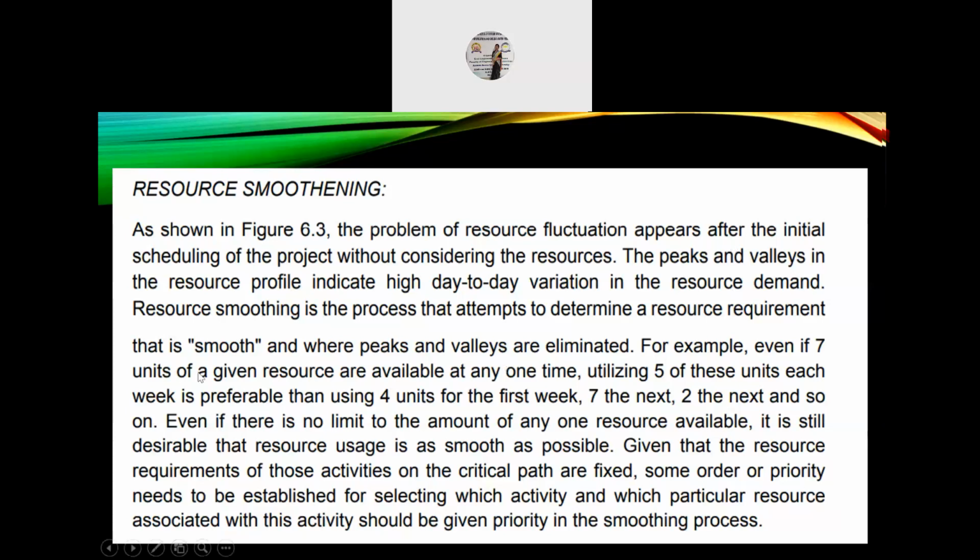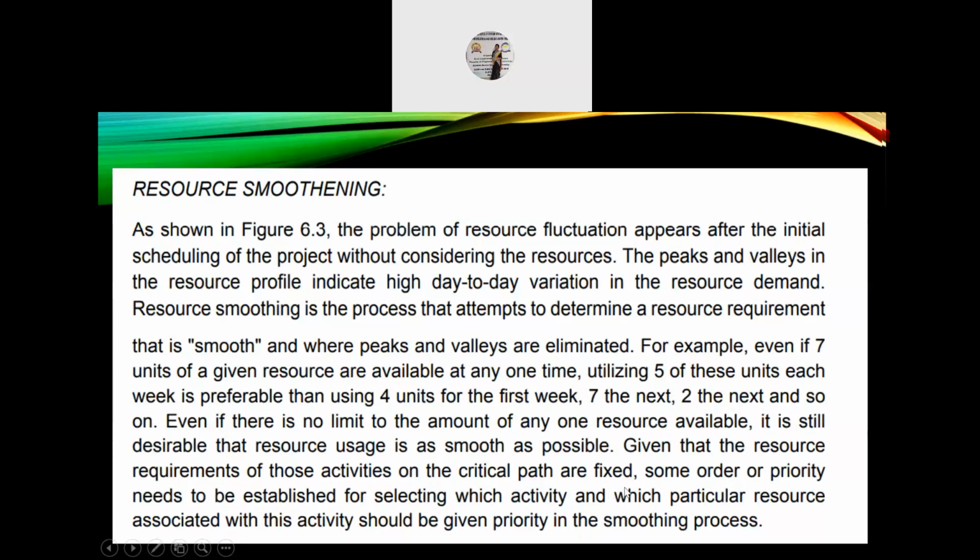For example, even if 7 units of a given resource are available at any one time, utilizing 5 of these units each week is preferable to using 4 units for the first week, 7 the next, 2 the next, and so on. So even if there is no limit to the amount of any resource available, it is still desirable that resource usage is as smooth as possible, given that the resource requirements of those activities on the critical path are fixed.